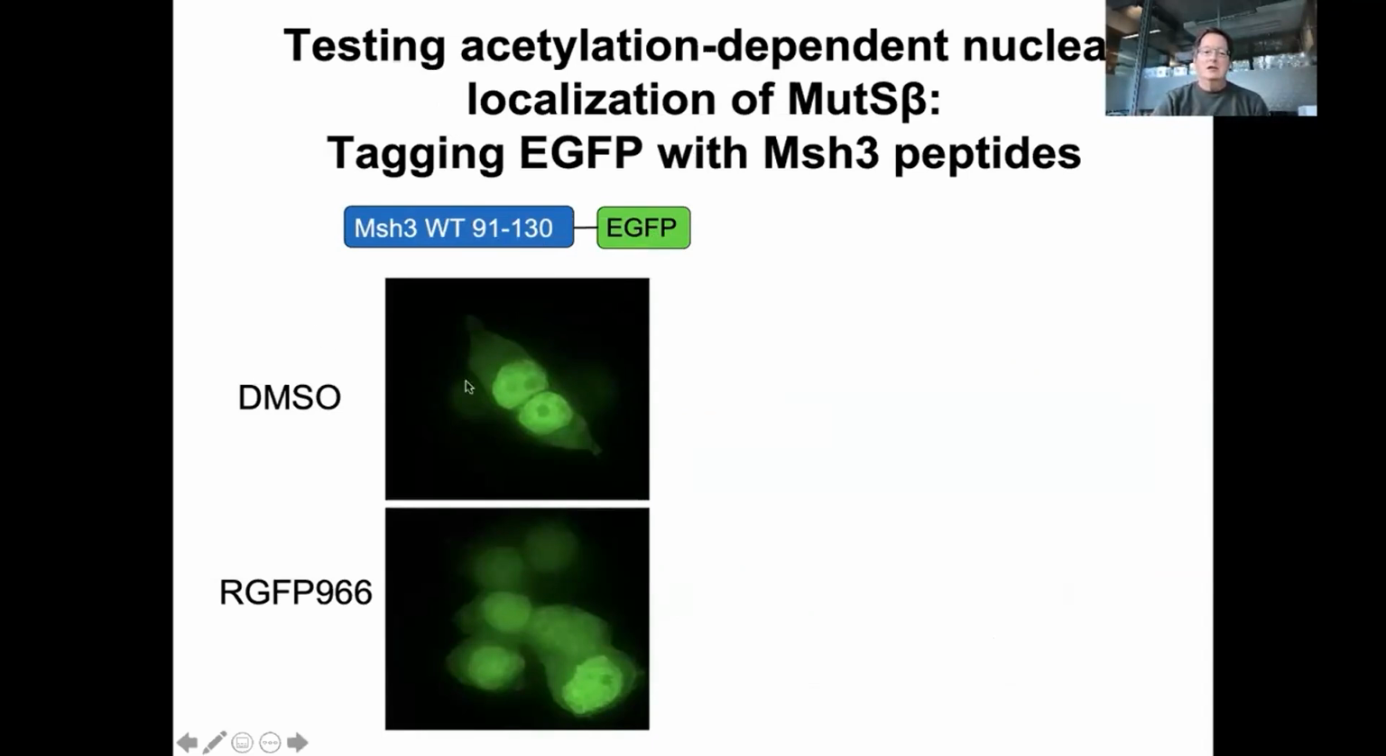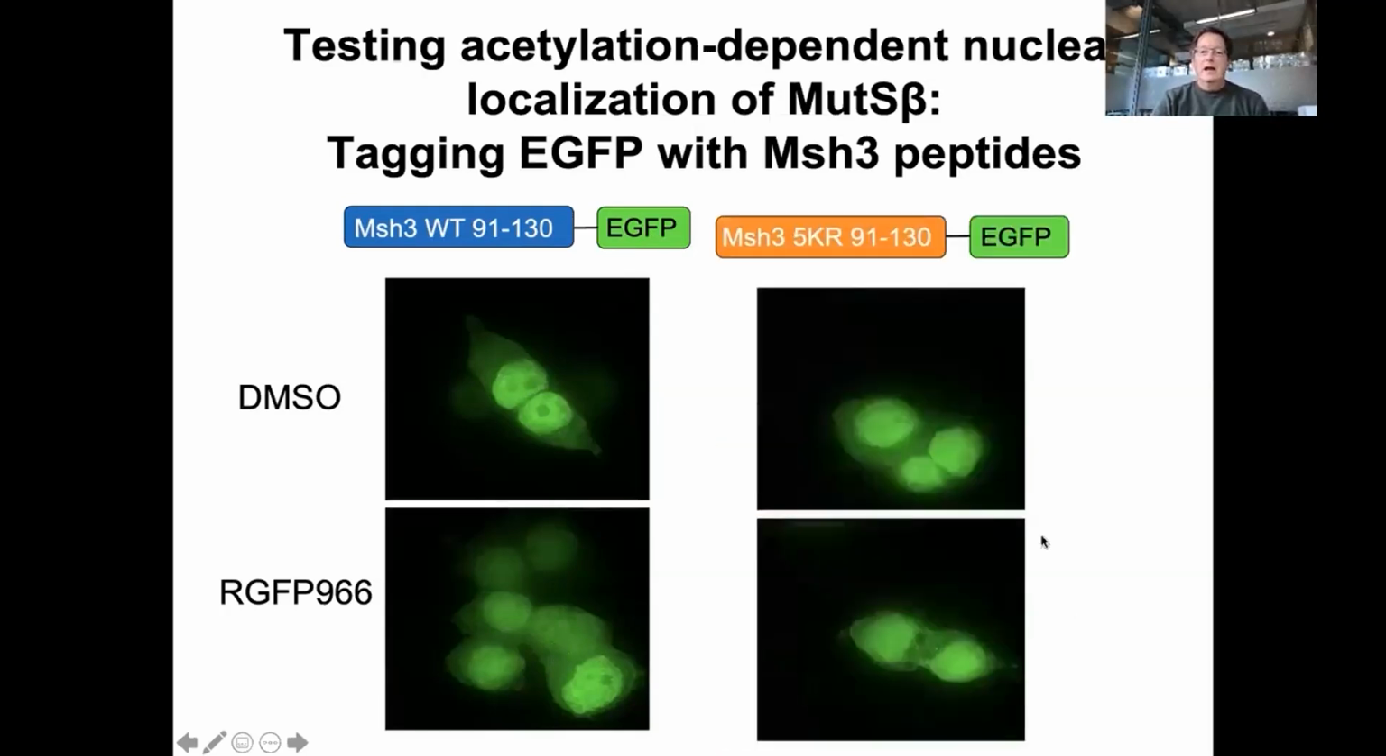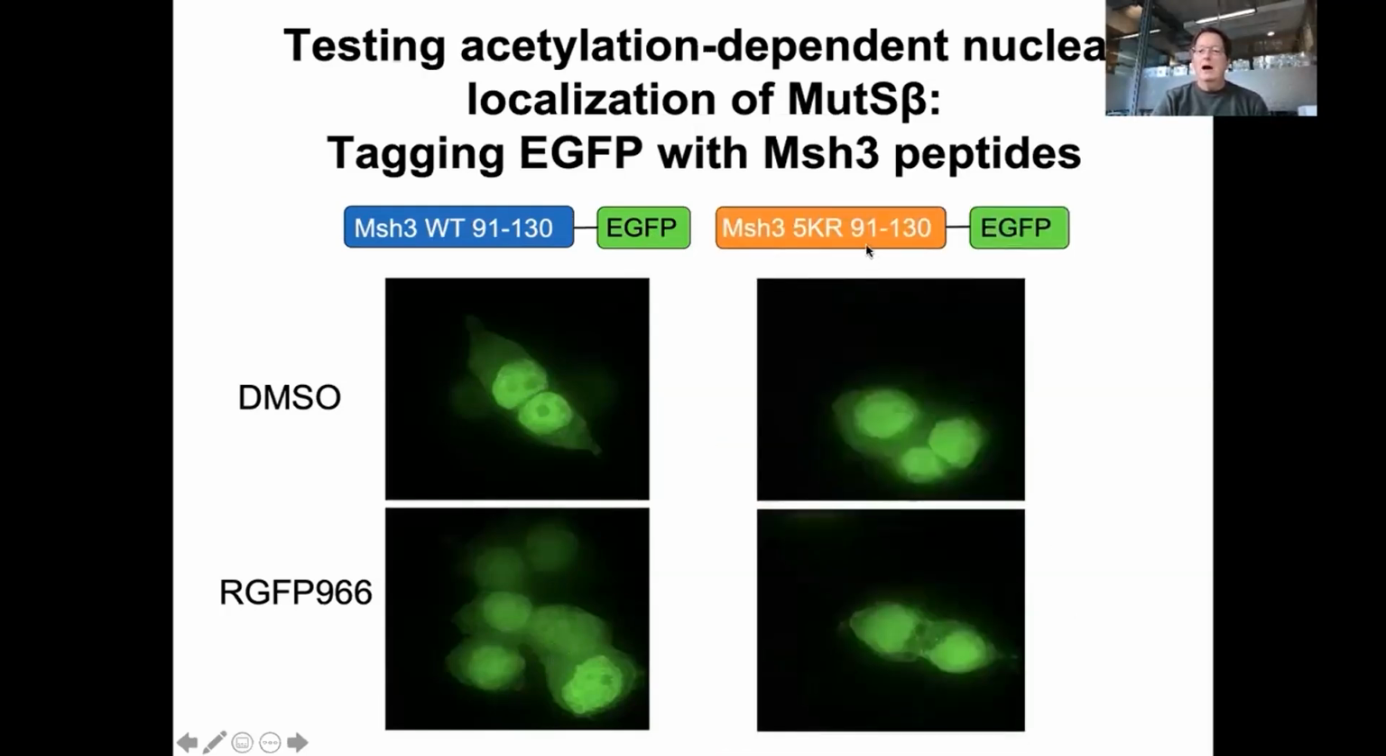When he did this and looked at the localization in the control situation, you can see most of the fluorescence is in the nucleus, but when he adds 966, a fair amount of the fluorescence seems to leave the nucleus and go into the cytoplasm. In contrast, when he does that with 5KR, which is now resistant to this inhibitor, remember, most of the fluorescence seems to stay in the nucleus.